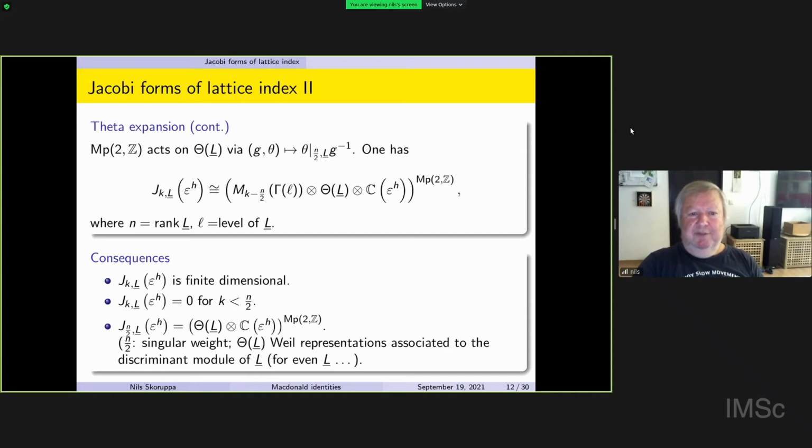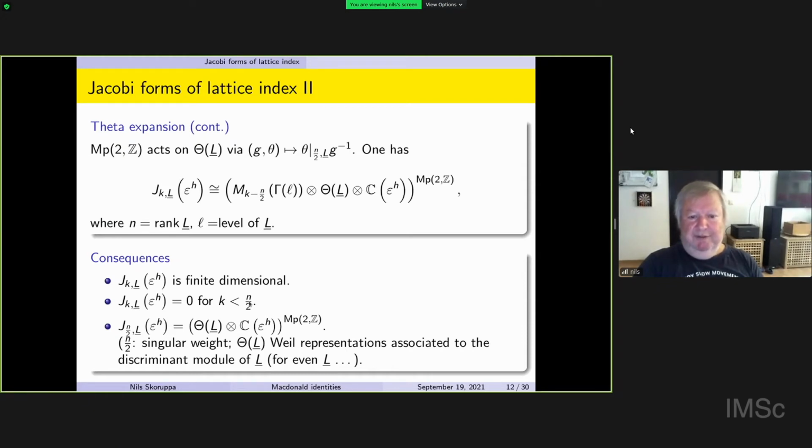And it gives us immediately then certain results. One is that the space for an arbitrary lattice is always finite dimensional. Another one is that we don't have any Jacobi forms if the weight k is less than n over 2. n is always the rank of the lattice. And this weight n over 2, there we possibly have Jacobi forms, sometimes not, sometimes we have.